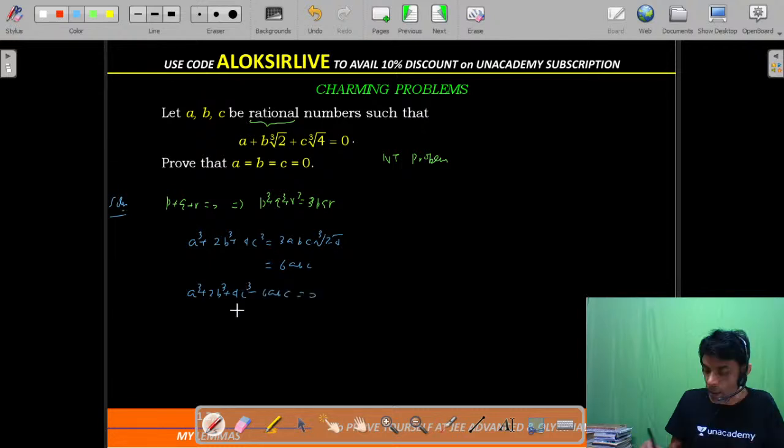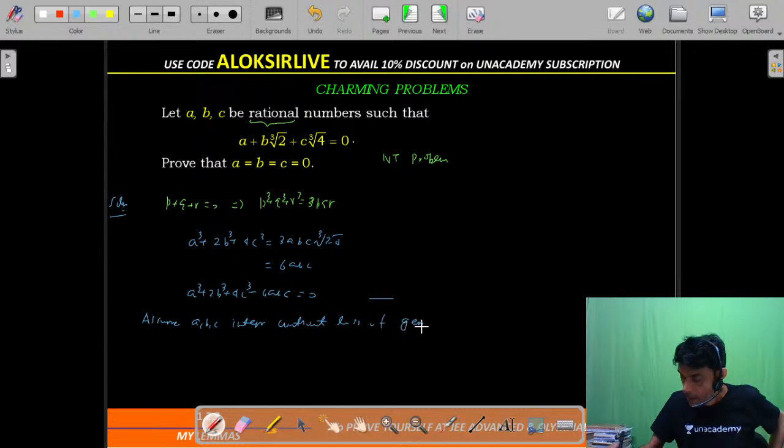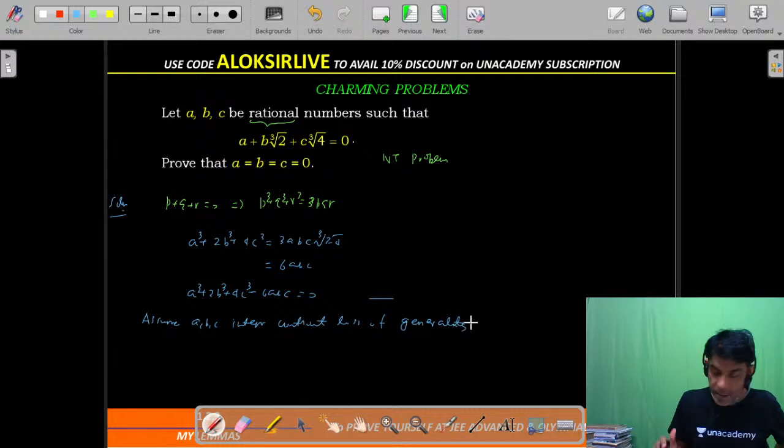Now assume a, b, c are all integers. Even if they are not, they are given to be rational. Even if they are not, what we can do is multiply by the least common multiple of the denominators, and get integer numbers. So assume a, b, c are integers without loss of generality. Okay, they are integers now.